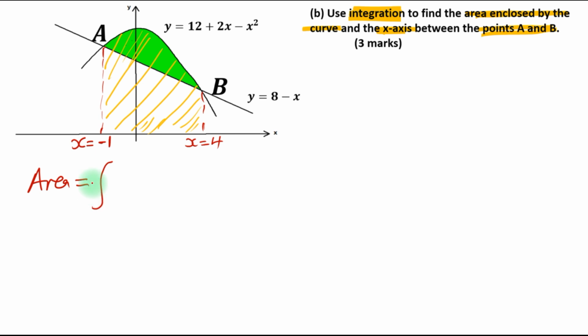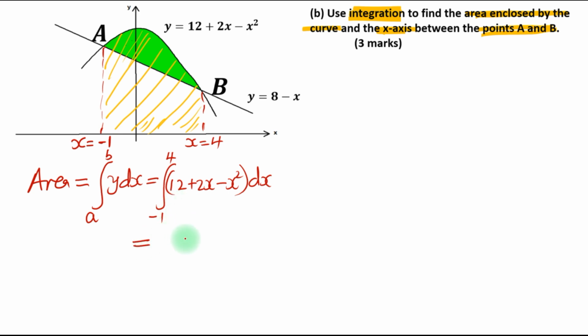And therefore, the area will be given by, we are going to integrate from the lower limit to the upper limit value, and in our case, the lower limit is minus 1, upper limit is 4, and whatever we are going to integrate is the curve, which is 12 plus 2x minus x squared, we integrate with respect to x.